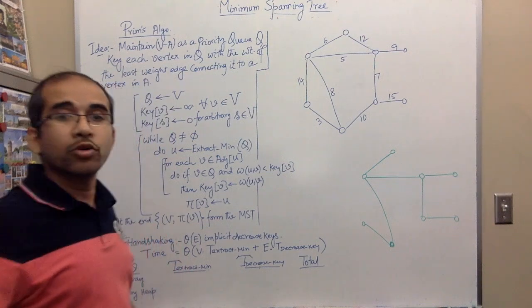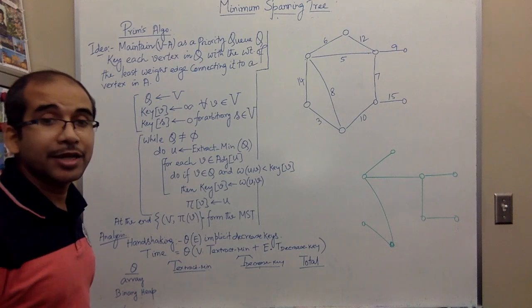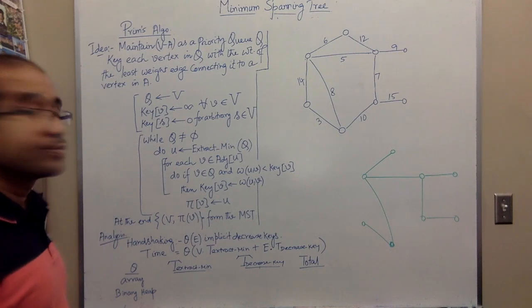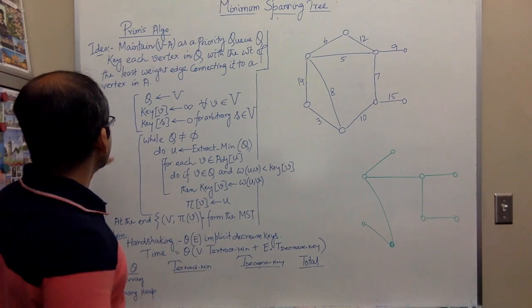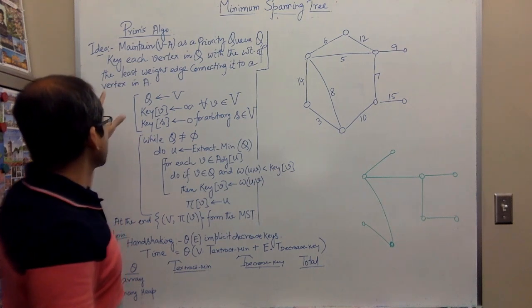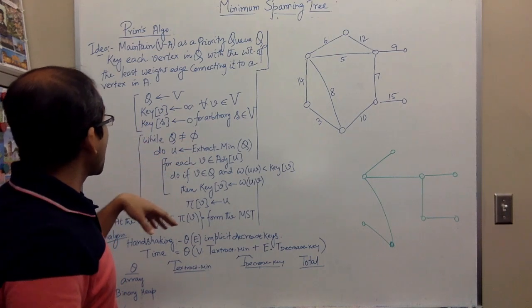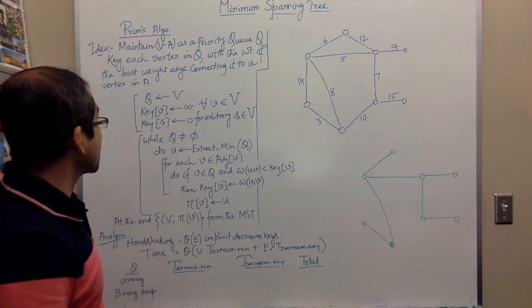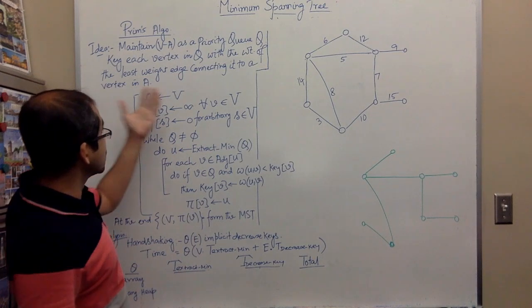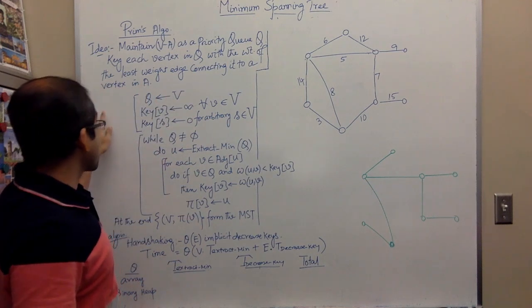Okay, now we talk more about the minimum spanning tree problem, the Prim's algorithm for the minimum spanning tree problem. So you can see, as I have already said, that the idea of Prim's algorithm is that you maintain a set V minus A and a set A, and the vertices in V minus A will be in a priority queue keyed with the weight of the least weight edge connecting it to a vertex in A.